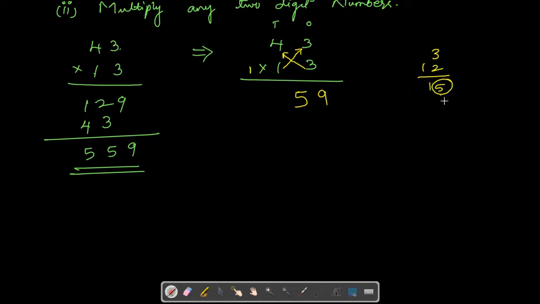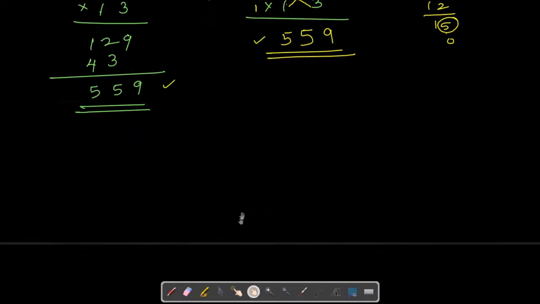I'll be taking the 5, which is in my ones place, and putting this 1 as a carry forward. Now 4 times 1 is 4 plus 1, which is nothing but 5. So 559. Didn't I get the same answer? Now let's do one more example with the same method.